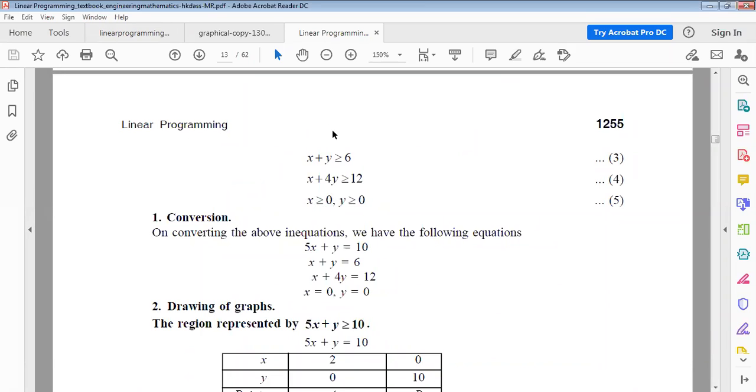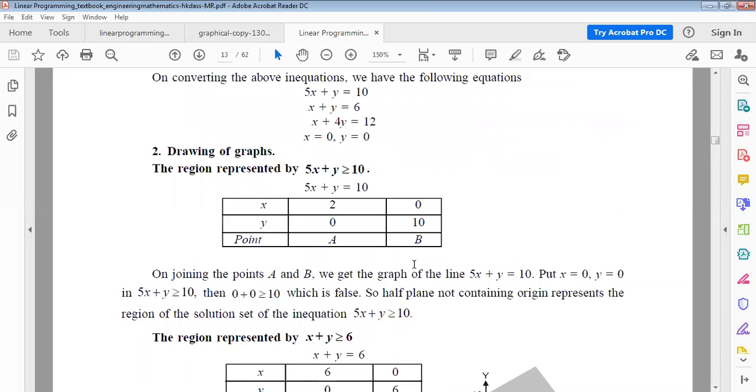Now converting these inequalities to equality equations: from the first constraint we get this, from the second constraint this, from the third constraint this. Now drawing the graph for the first inequality, that means the first constraint, x comma y points.